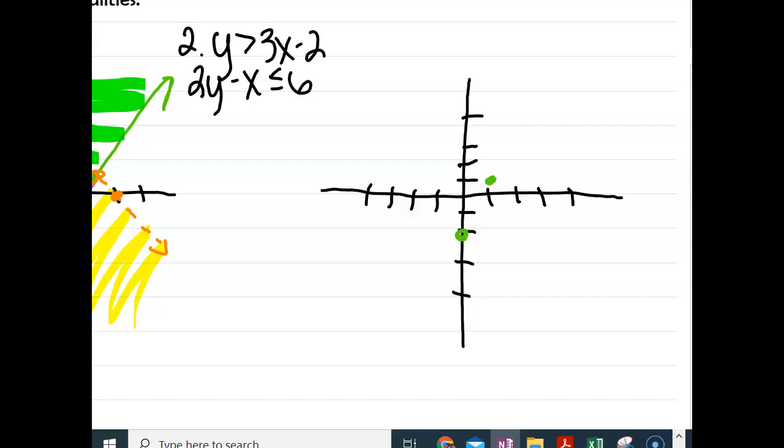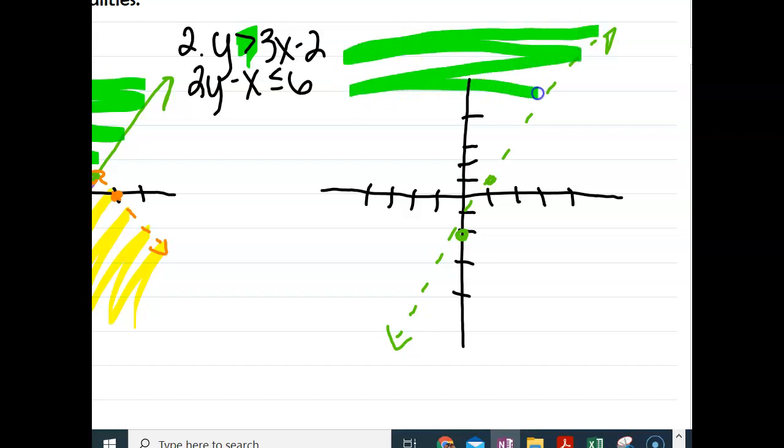Look at your inequality. It's a greater than, so is it a solid or a dotted line? Dotted, right? Because it's not an equal to. And remember, draw a nice long line all the way across your graph. There are solutions either above or below the line. Since it's a greater than, where will I shade? Above the line.